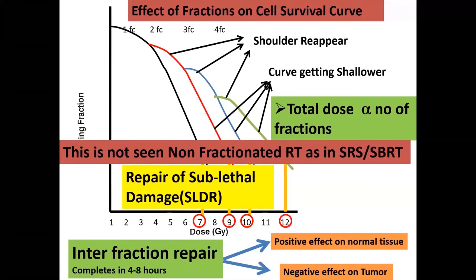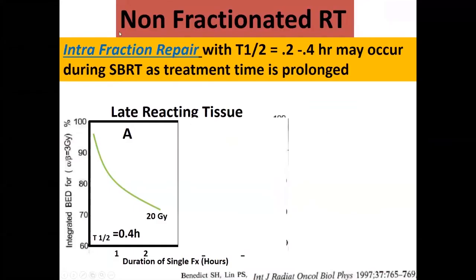Now, this type of repair is not seen in non-fractionated radiotherapy because you are delivering the whole dose in a single fraction. So this type of interfraction repair is not seen, but another type of repair is seen that is called intrafraction repair. Now here the half-life is very, very short. And as we know, the treatment delivery in non-fractionated radiotherapy or in single fraction is very prolonged. It may be 40 minutes, 60 minutes, or maybe more than 60 minutes. But now with modern radiotherapy machines available, it is much faster.